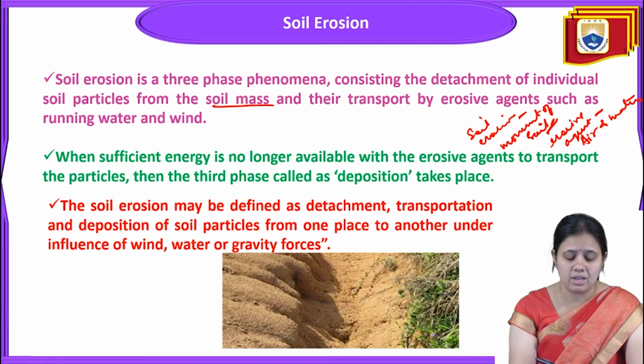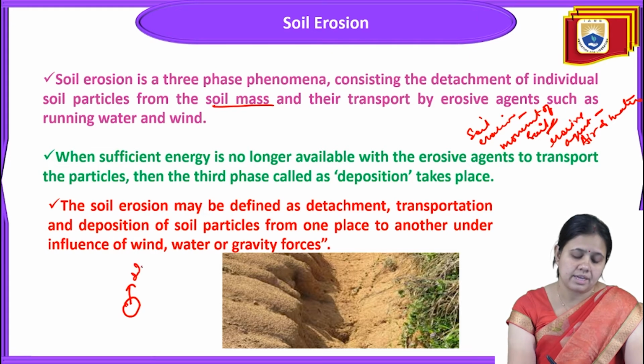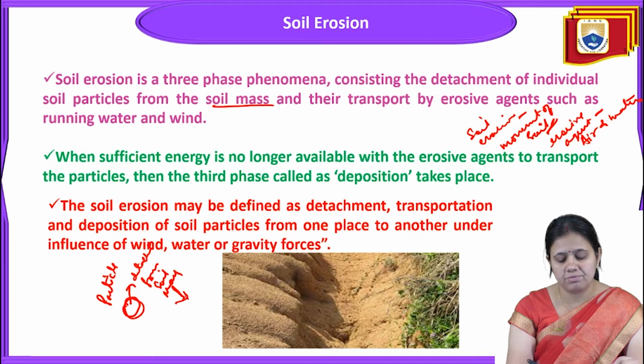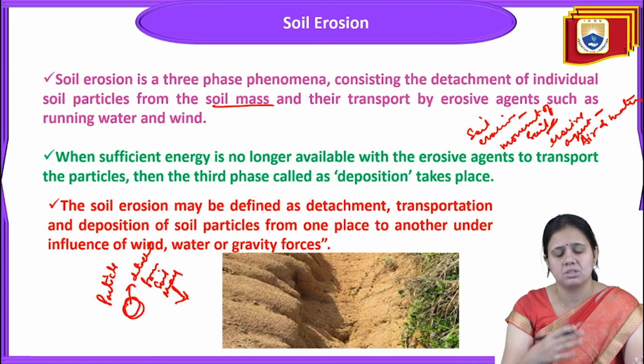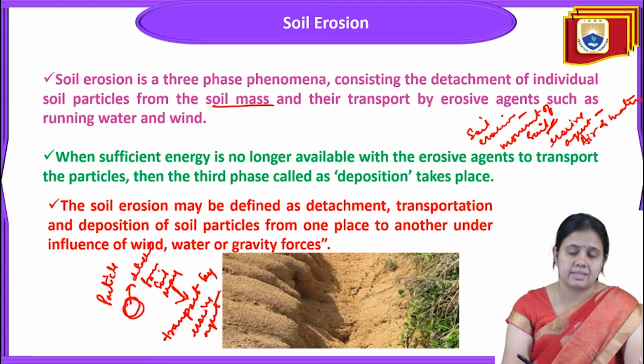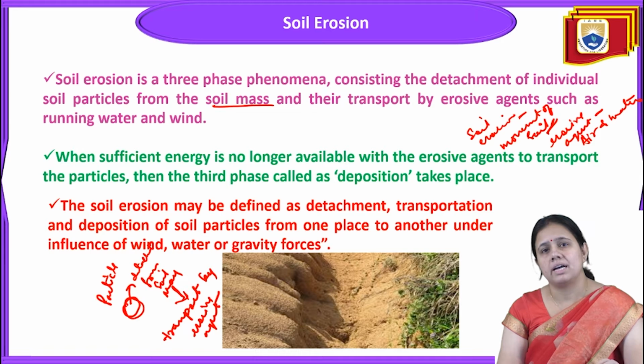Soil erosion is a three-phase phenomenon. First of all, there is the detachment of soil particles from the soil mass. The particles will be detached from the soil mass. That is the first phase. Then comes the movement of soil and its transportation from one place to another by an erosive agent, and these agents are either running water or wind. So this was about soil erosion.